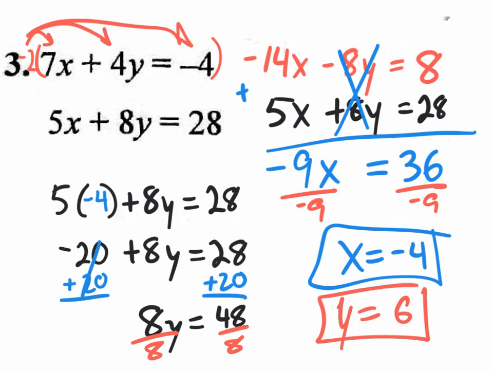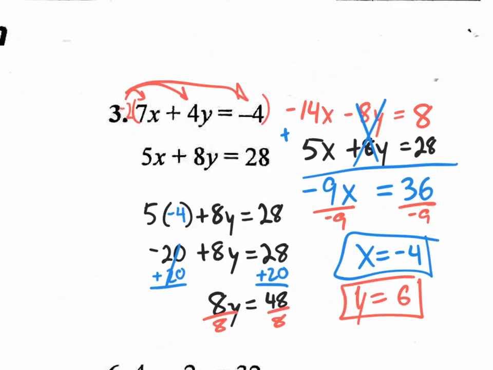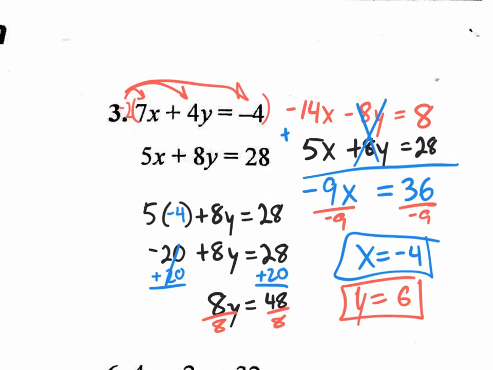And of course, all these should be written in ordered pair form as a coordinate. I haven't been doing that, sorry. So this is the way your answer should be, negative 4, comma 6.